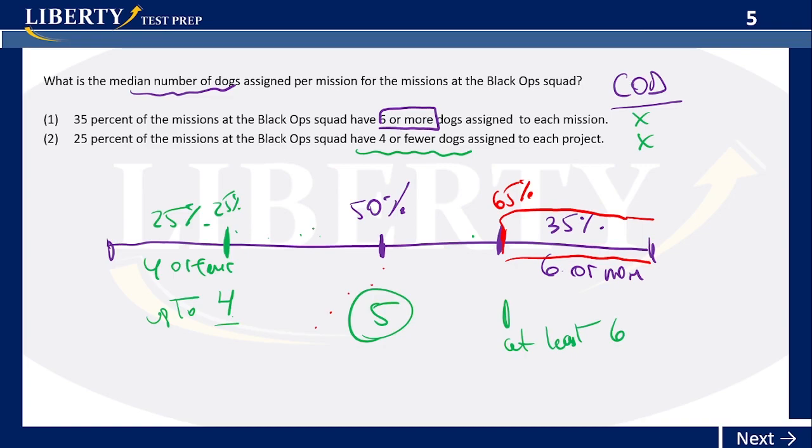In that way, we know that all the values that fall in the middle between percentile 25 and percentile 65 are a value of 5 each, okay? So with C, we can answer this question.